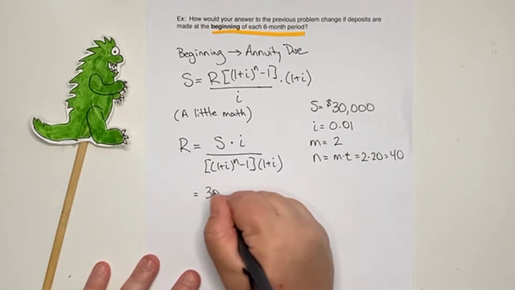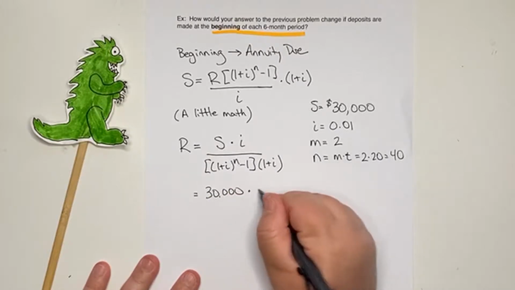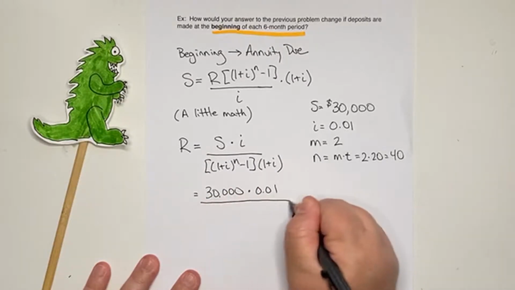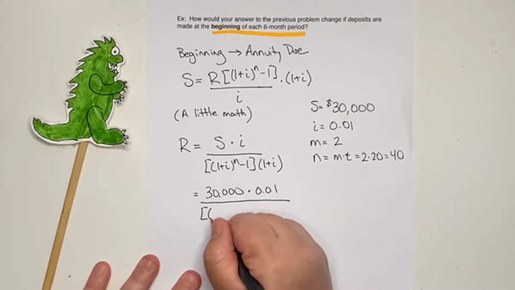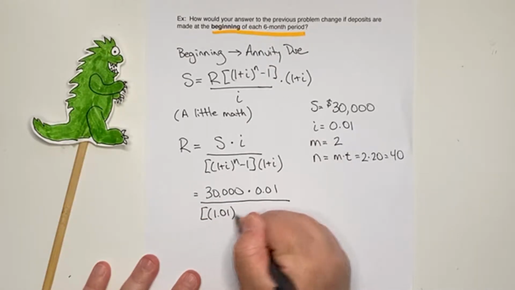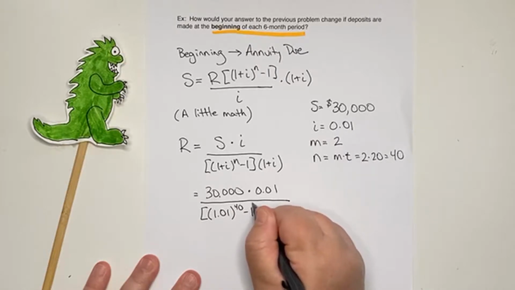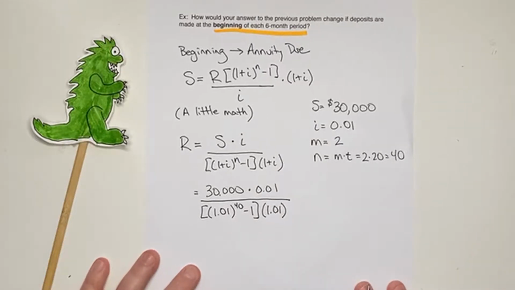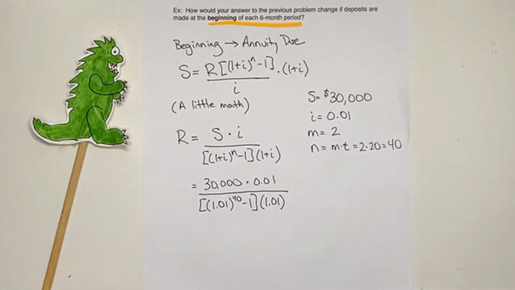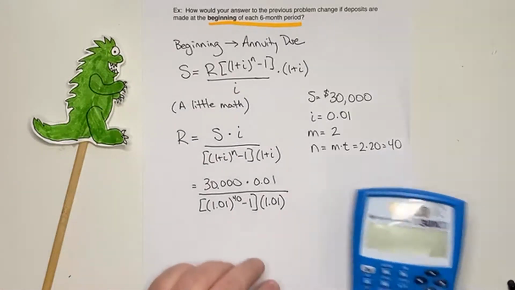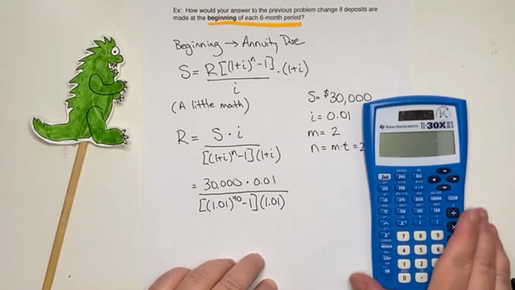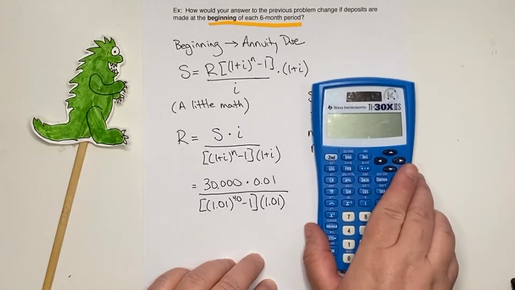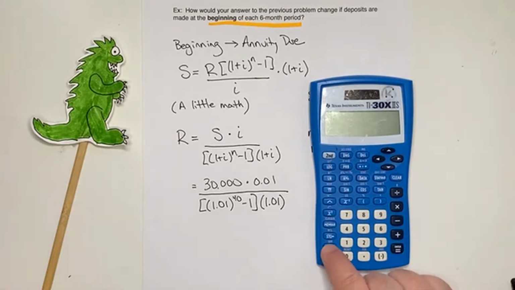So I've got 30,000 times 0.01 up on top. And then down in the denominator, I've got 1.01 to the 40th minus 1, and then another 1.01. Now, this is going to make the calculation a little bit complicated. If you want to do this in one piece, you're going to have to use a lot of parentheses. So, are we going to be okay right there? Let's go through it.